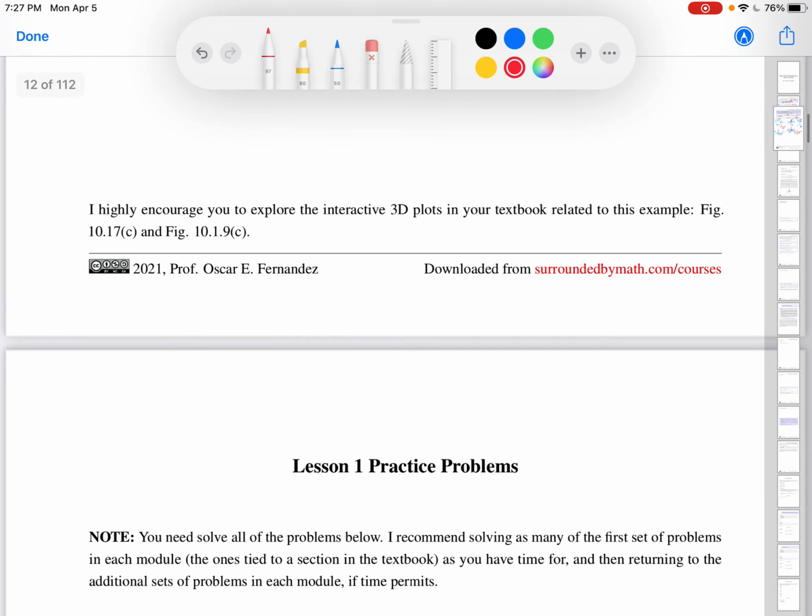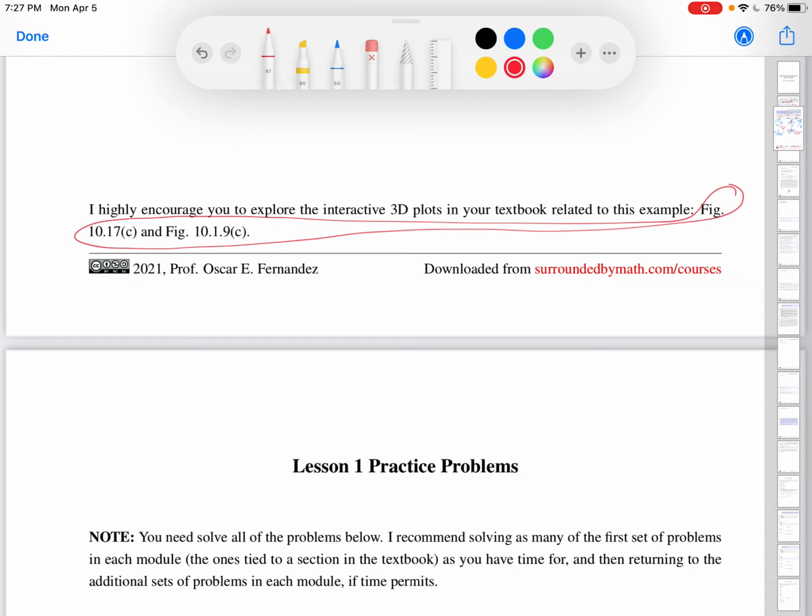Great. So like I said, the Apex Calculus textbook has a lot of embedded 3D graphics. I highly encourage you to check them out. In particular, these two figures are really nice ones to see some of these generalized cylinders in action, and you can rotate and move around with them. And the last thing I want to say about this lesson is that there's so much more to say about plotting in 3D, but we'll return to all of that in due time in subsequent lessons.